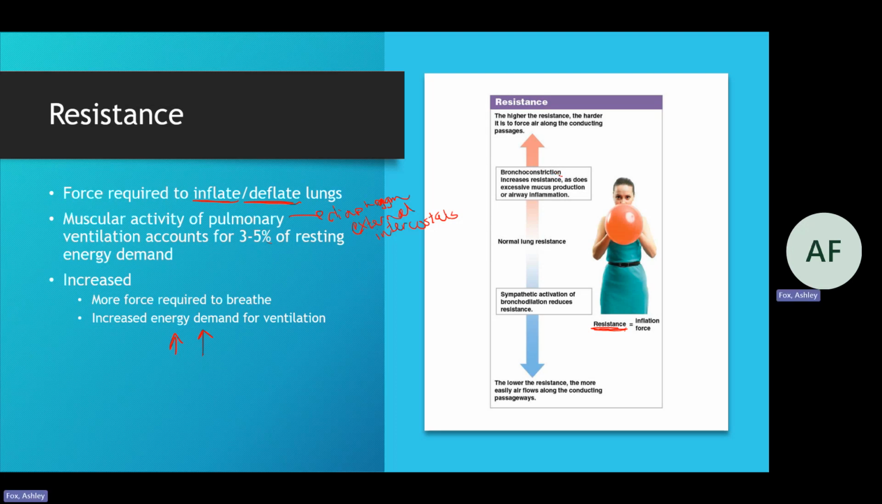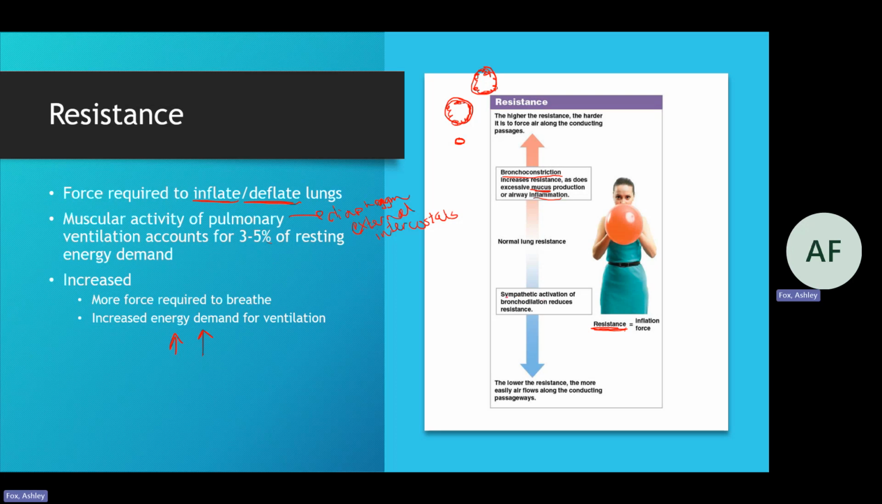And this can occur naturally because of bronchoconstriction. So for whatever reason, your bronchioles have constricted to a smaller diameter, so there's less air that can go through. That increases resistance. Also, if we have excessive mucus or inflammation, on a normal airway, if all of a sudden you have a bunch of mucus, that's narrowing the airway. If you have a bunch of white blood cells and inflammation and swelling, that's going to decrease the diameter of your bronchioles or your conducting zone.